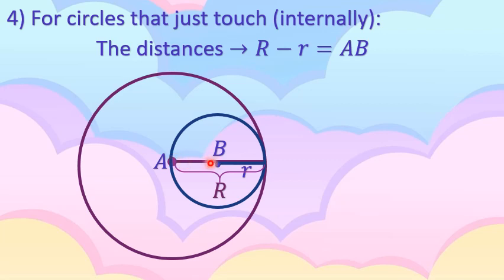That AB distance is exactly the same as taking the big purple radius and scratching out the blue baby radius. So if you take the radius of the big circle and subtract the radius of the blue circle, you will get the distance between the two centers.